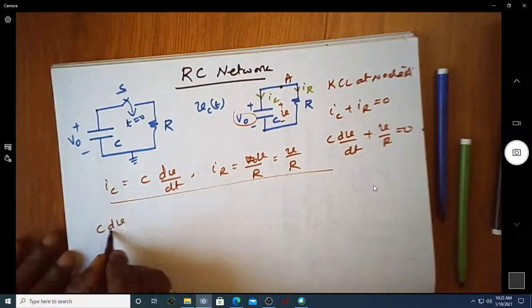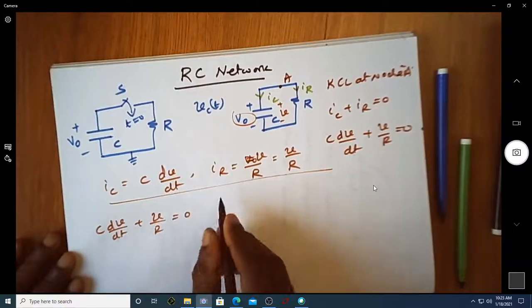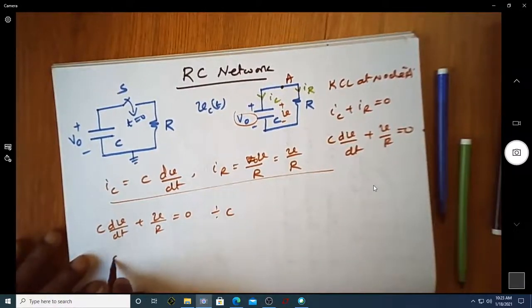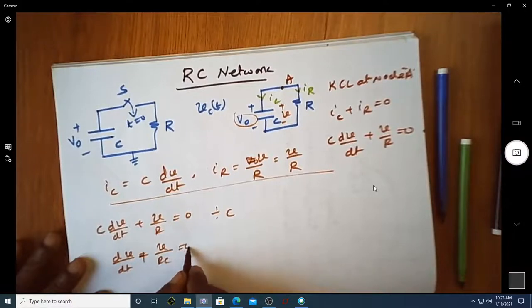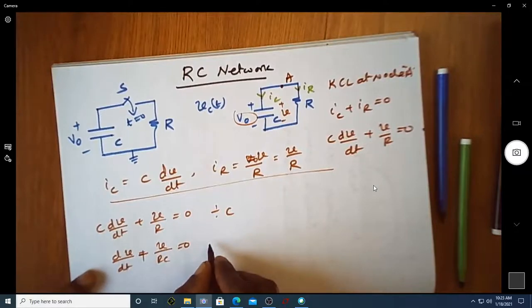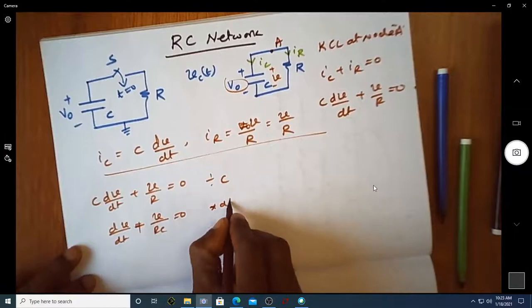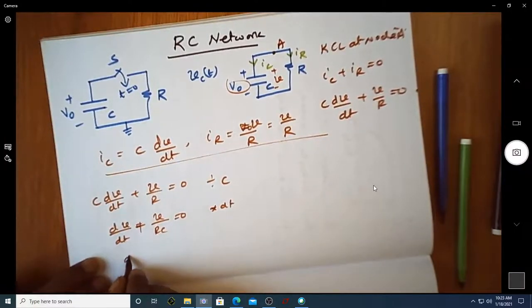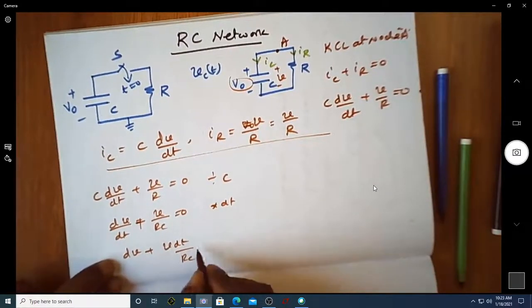So we have C dV by dt plus V by R is equal to 0. You divide the entire thing by C, so I will end up with dV by dt plus V by RC is equal to 0, which you can further arrange, or you can simply multiply it by dt. You will end up with dV plus V into dt by RC. So this is equal to 0.